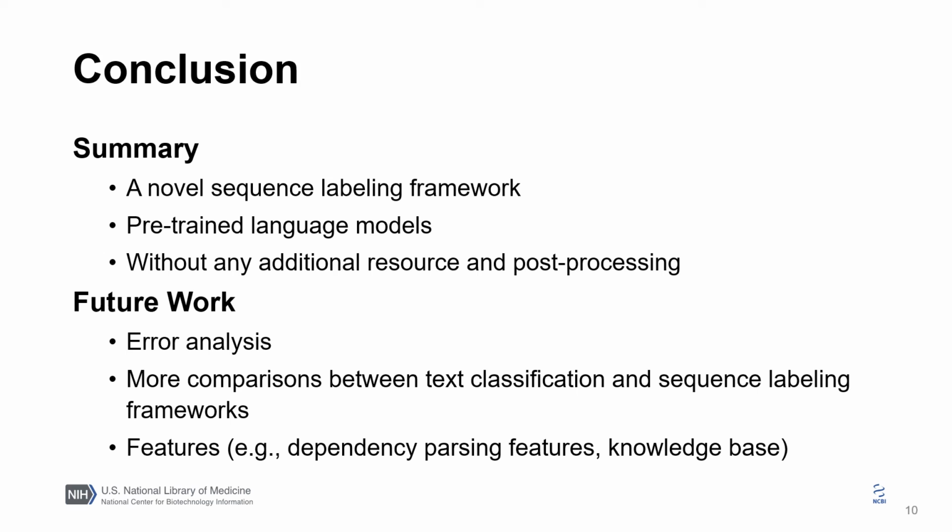In summary, we propose a novel sequence labeling framework. Its performance is as good as traditional text classification, and even better in some cases. We tested many biomedical pre-trained language models, and there is no clear winner. The ensemble often achieves better performance. Also, our method doesn't use any additional resources or post-processing. After the release of the gold standard test set, we will do error analysis, do more comparison between the two frameworks, and try some additional features.